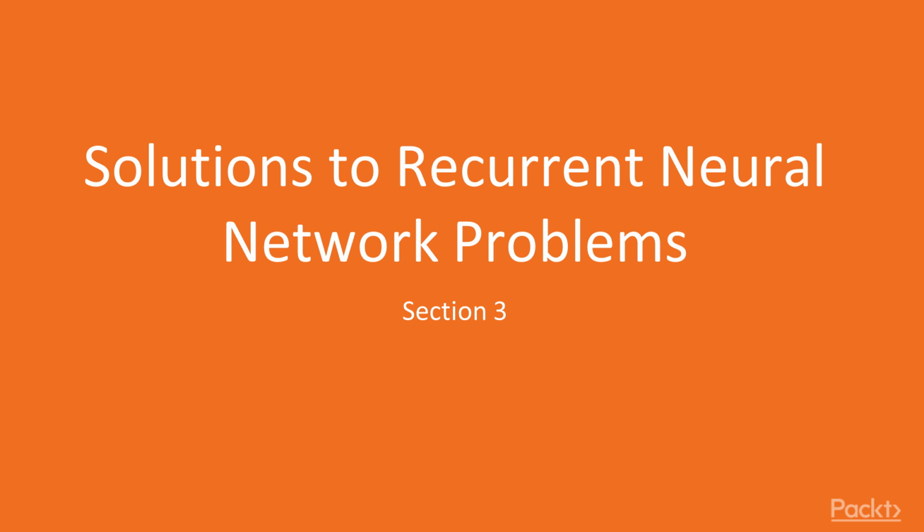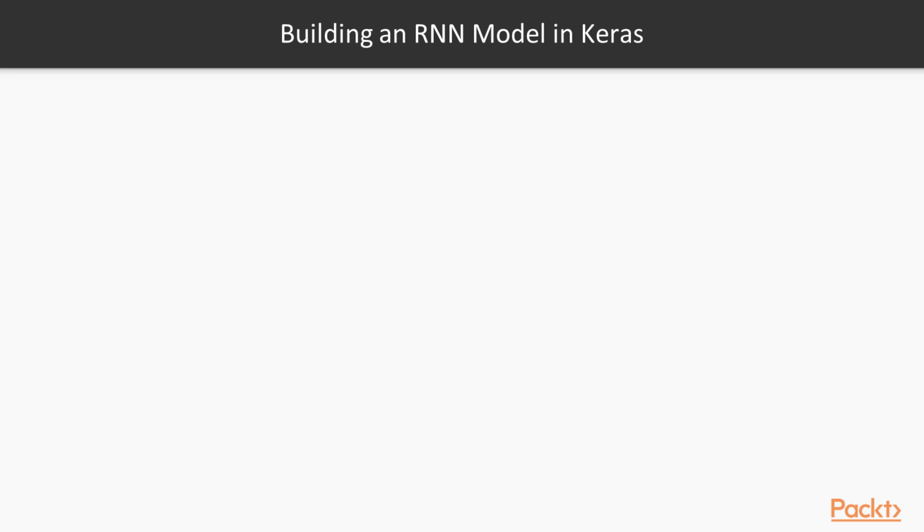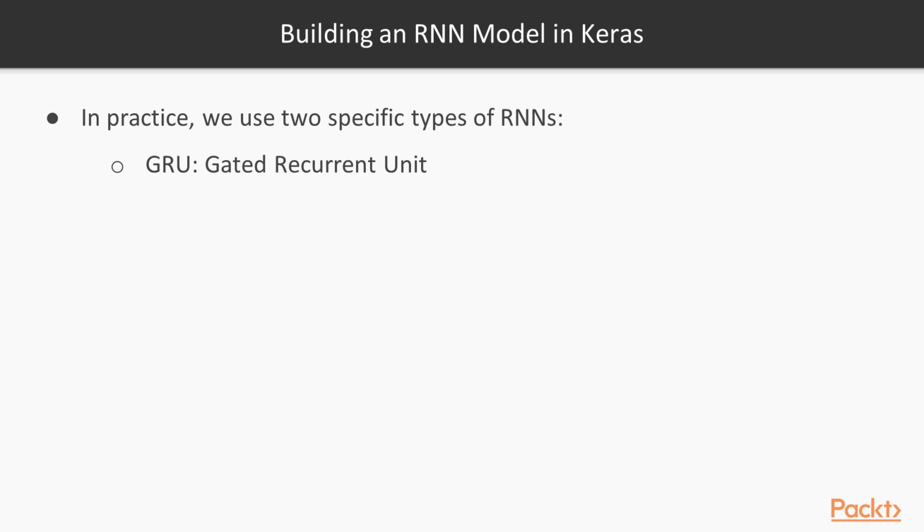Here we will be talking about solutions to recurrent neural network problems, and I will start with just getting an overview of how to build recurrent neural network models in Keras. So the first thing that I want you to know is that in practice we use two specific types of recurrent neural networks. Instead of using the recurrent neural network name, we use those two specific types most of the time. The first one is gated recurrent unit, and this is a quite popular recurrent neural network for some types of problems.